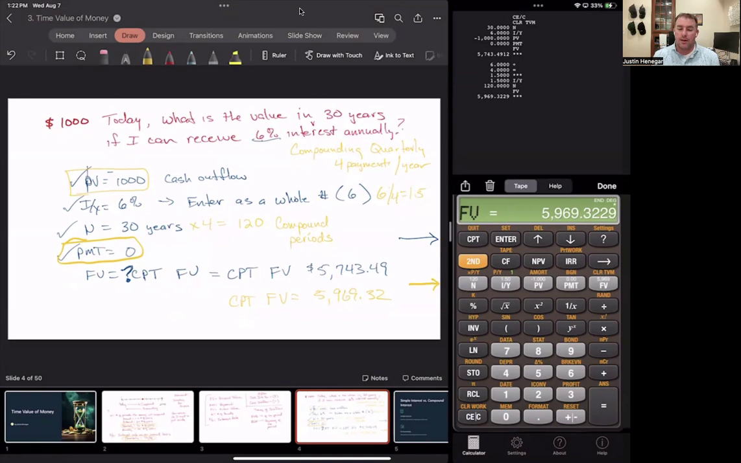So over a 30-year period, by compounding 4 times a year versus just once a year, we actually generated an additional $223 and some change. Okay. So compounding frequency can be extremely valuable for you. And the longer we have to compound at the more frequent intervals, the higher these numbers get.